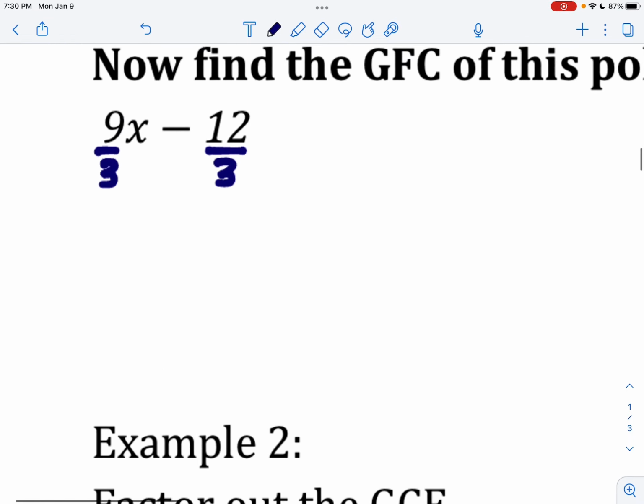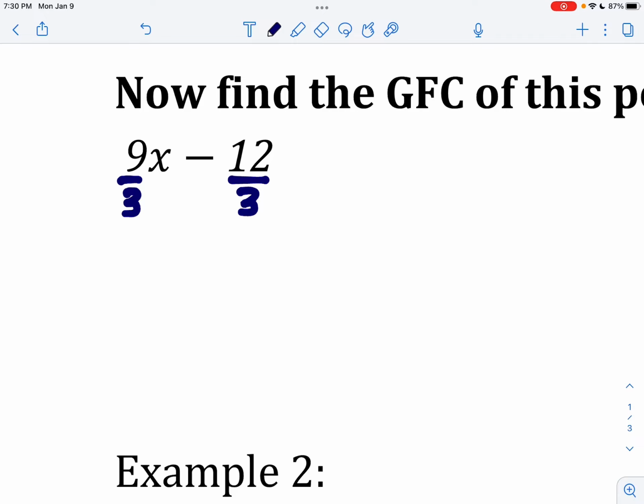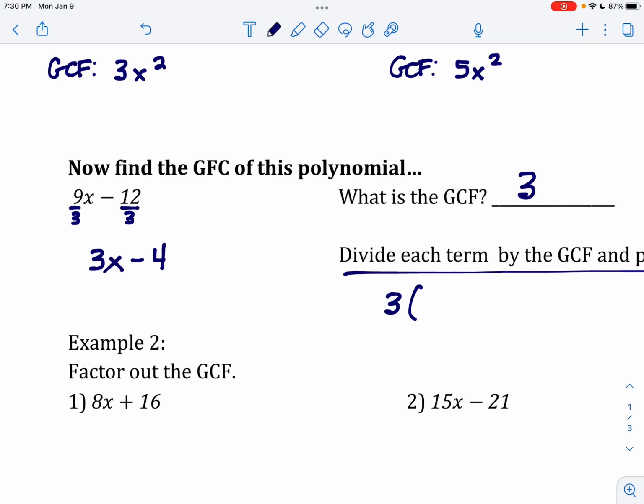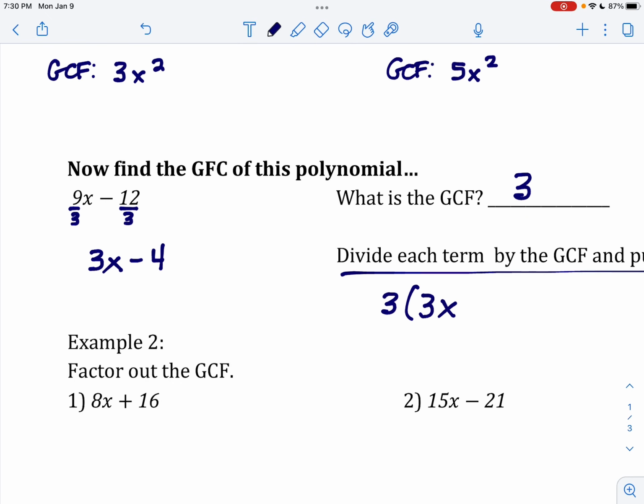So if I want to write this in factored form, if I take a 3 out of both of those, I'm going to write my 3 out front, and then what is left after I factor a 3 out? So 9 divided by 3 is 3. I still have my x, and then minus 12 divided by 3 is 4. So if I take a 3 out, I'm going to be left with 3x minus 4. So this is the greatest common factor, and this is the other factor. So there are 2 factors. One is your greatest common factor, the other one's just a factor that's left.